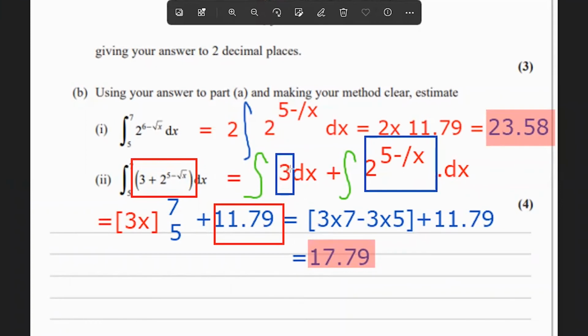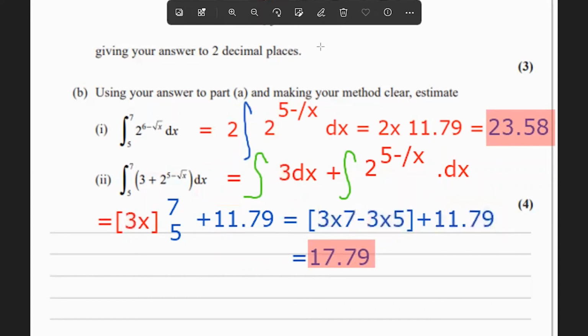So all we have to do is, we have to now integrate 3. When we integrate 3, we get 3x. So we integrate 3x, and the limits are from 7 to 5. So here, 3 into 7 is 21, minus 3 into 5, which is 15, and that's 21 minus 15, which is 6, and we add that to the existing value that we have already found out, 11.79, to give us our answer of 17.79.